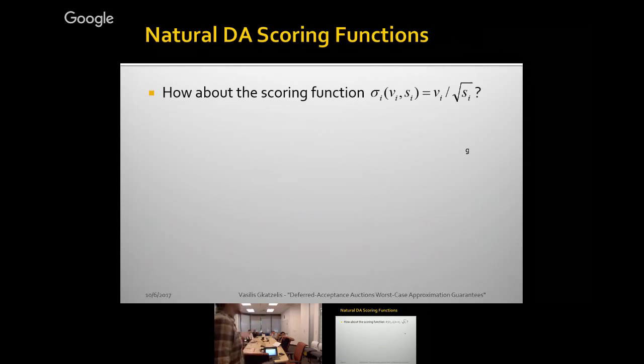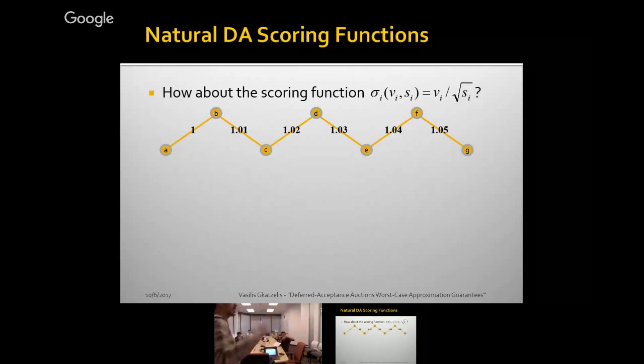And the first thing, the most natural thing I think to try first, is that same scoring function, that value divided by this strange square root of the size that worked for the forward greedy. Let's try it out for the backward, and let's see an example of how it would perform. Let's consider this instance, right? So you have these items. Again, the vertices are the items, the edges are bids, each edge is a different bidder, and the weights on the edges are the bids. Okay, so this is a specific instance.